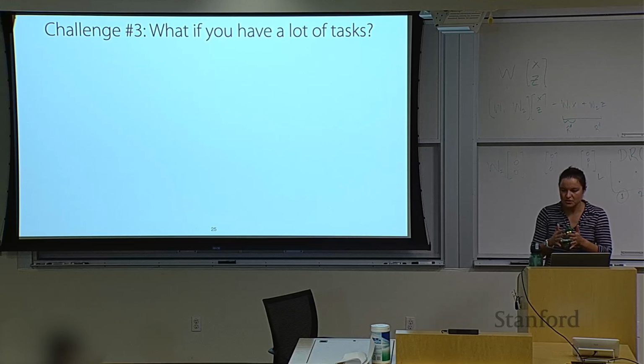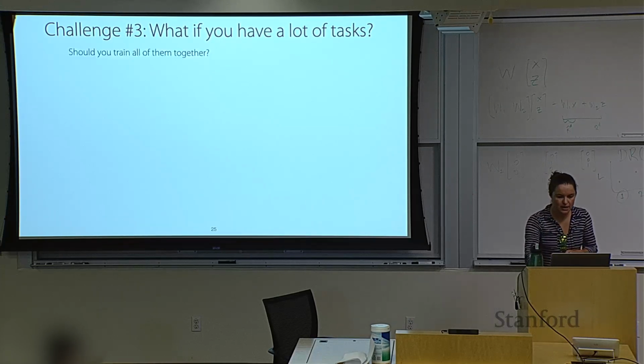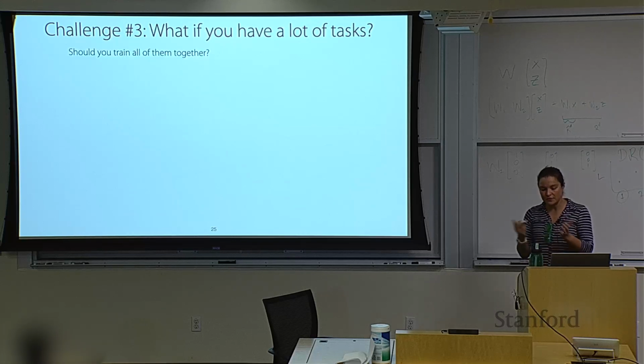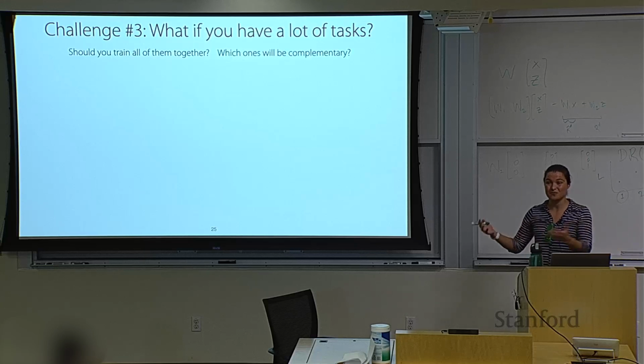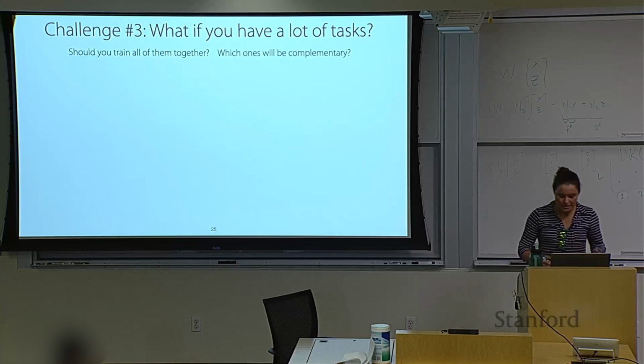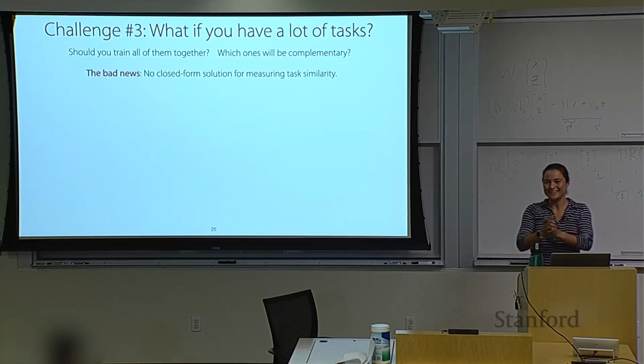And now the last challenge that I'll come to, which is related to some questions that came up before, is that generally if you have a number of tasks and you want to determine if you're going to see positive transfer or negative transfer, and try to understand, should you train all of them together? Can you figure out which ones are going to be complementary? In general, I think this is somewhat of an open problem. And the bad news is that, as I mentioned, there's nothing that will just tell you, will it work or not at the outset.